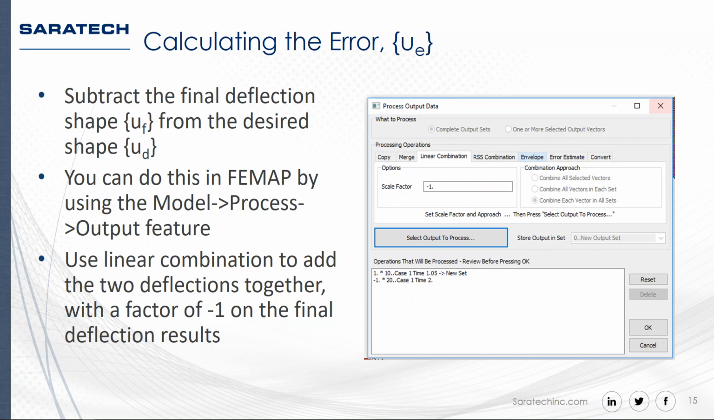So let's talk about how we go about calculating this error. As I mentioned before, we're going to call the sprung back shape after the load is removed UF. And the desired shape is this initial iteration when the part is pressed against the tool, which we call UD. So we can subtract one from the other in FEMAP by going to the Model menu and looking for the Process Output feature. When you do that, you'll see there are several options for processing output, one of which is linear combination. What this lets us do is add the displacements of UF with a factor of -1 on them to the displacements of UD. Effectively, we're subtracting UF from UD. And that's what you see illustrated on the right.